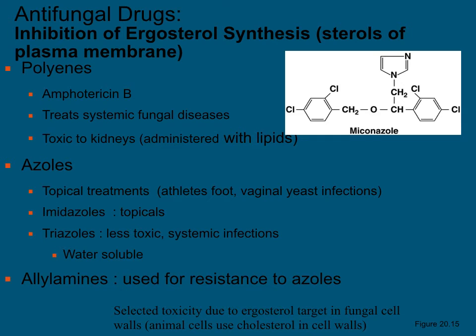Fungi, instead of using cholesterol, use ergosterol. Ergosterol is a common target for selective toxicity in fungus. So we have the polyenes, azoles, and allylamines. The polyenes are amphotericin B.